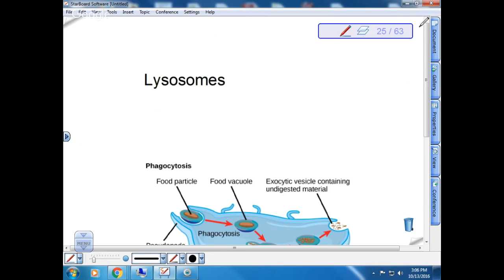Okay, so two more organelles. Lice, where have you seen that word before? Lysol. Hydrolysis. Lice means to break apart. So lysosomes are organelles with enzymes. And there's like 40 different enzymes that are found inside of the lysosome. This is what is responsible for intracellular digestion.